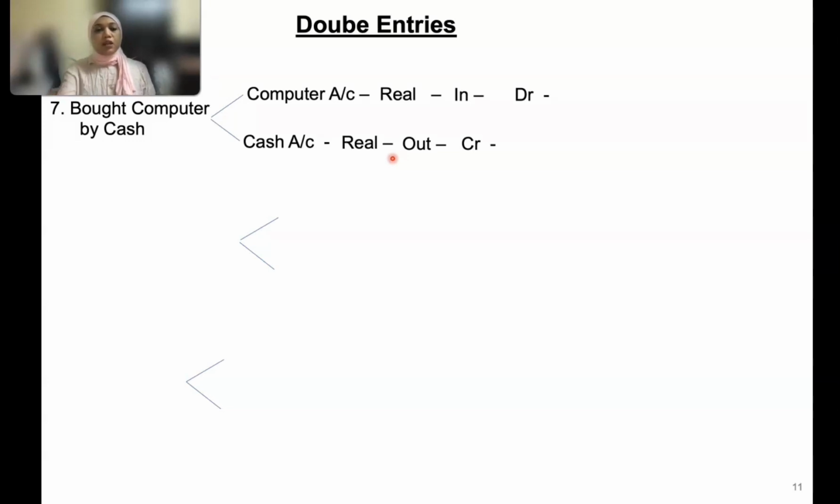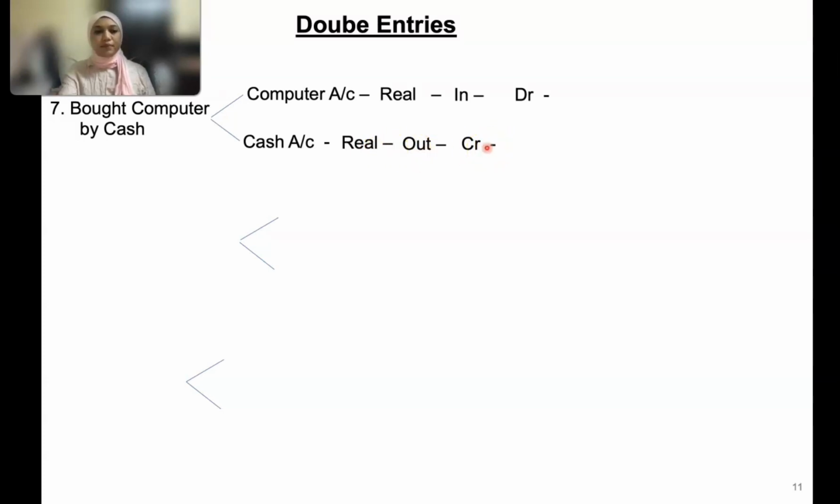Okay, so business bought a computer by cash. What are the two accounts we are going to open? Computer account and cash account. Computer we can see, so it is real. Business received, so it is in, debit. Cash, it is a real account, we paid cash, so it is out, so we will record in credit side.